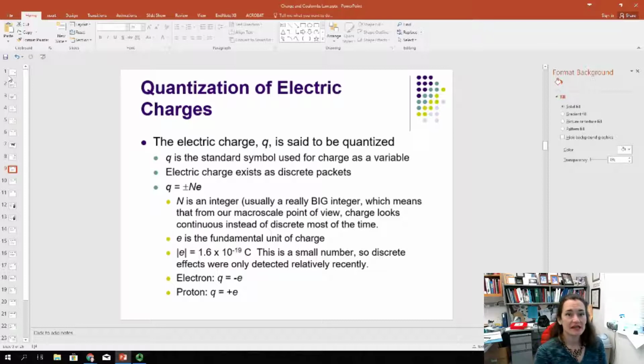So we can say that any net charge Q, we often use Q for charge symbols in physics, Q is equal to some integer number big N times the fundamental unit of charge e. Now this charge can be positive or negative because there are those two types of charges, the positive and the negative charges. And so whichever one that you have in excess of, that's what you choose.